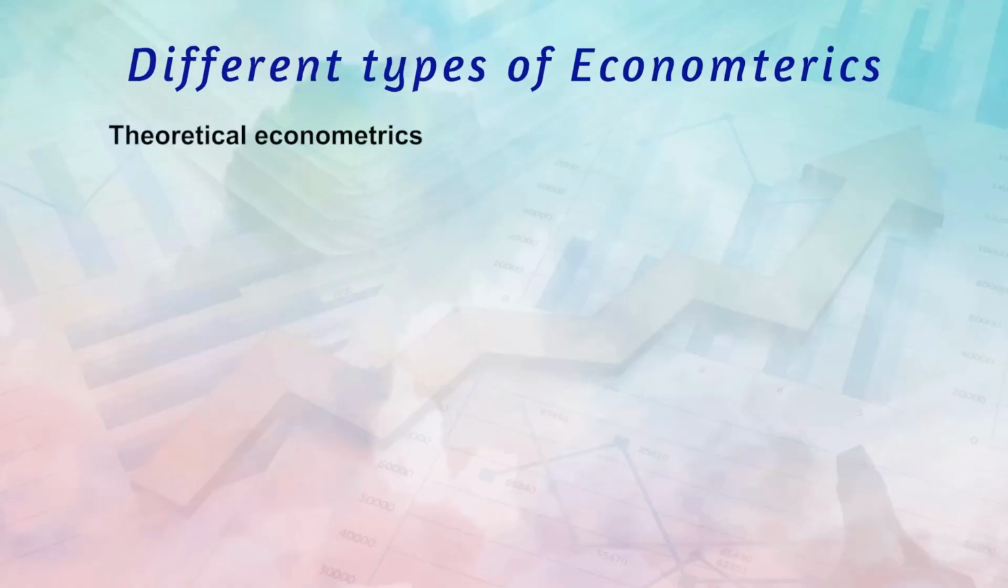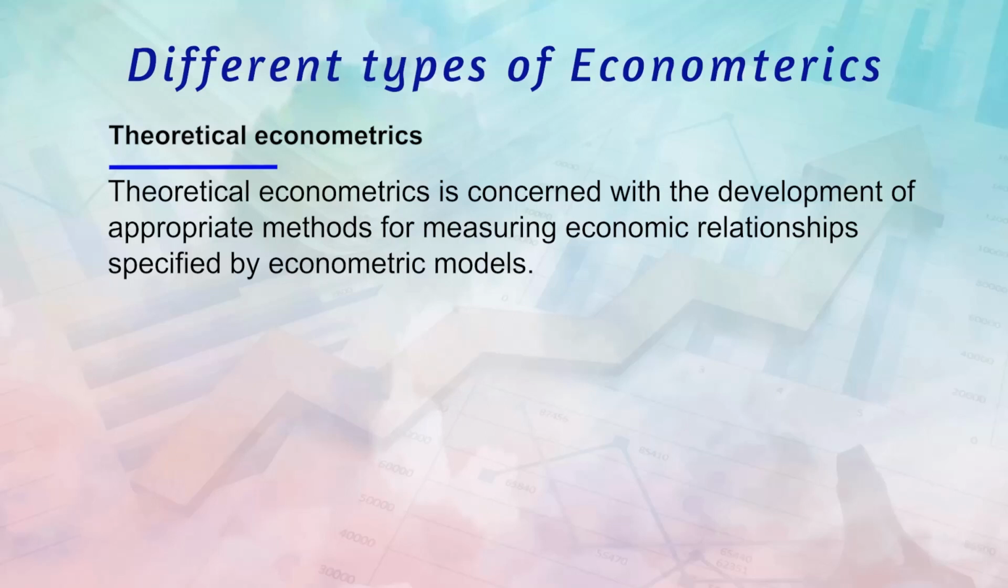So this brings us to the very first question, which asks what the different types of econometrics are. Econometrics can be divided into two broad categories, theoretical econometrics and applied econometrics. Theoretical econometrics is concerned with the development of appropriate methods for measuring the economic relationships specified by the econometric models. So whenever we refer to any econometric model or any economic relationships, that is what theoretical econometrics looks into.